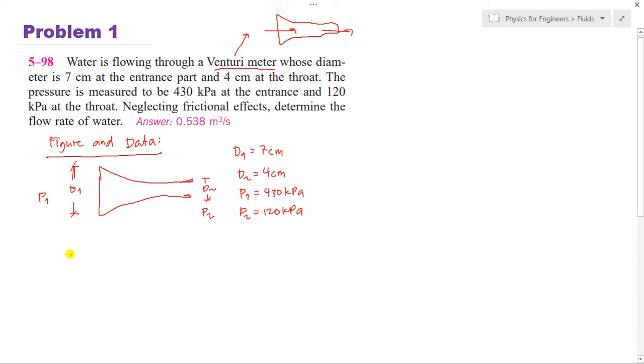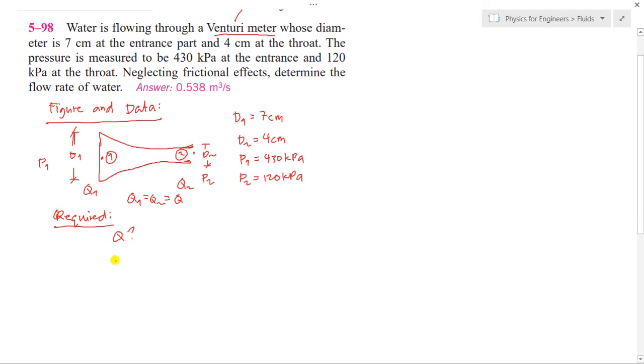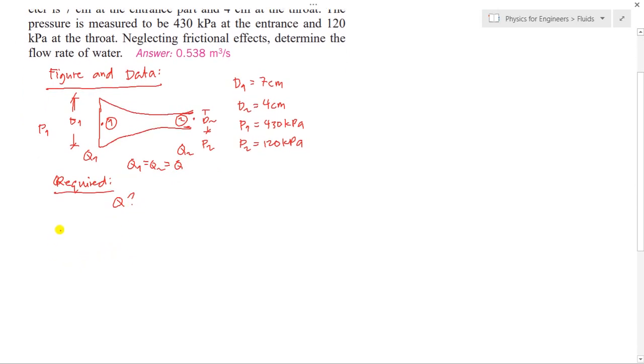Then the required: we're going to solve for the volume flow rate. The volume flow rate at position 1 is the same as the volume flow rate at position 2. So Q1 is equal to Q2, which is just Q. I abbreviated it as Q because of the continuity equation we discussed earlier.